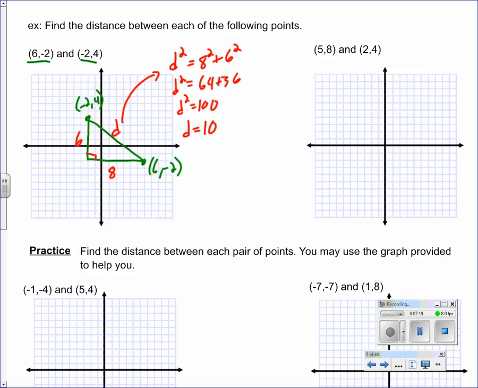If we use the formula, it's the same thing. This is a way of looking at it visually, and the formula is a way of looking at it algebraically.